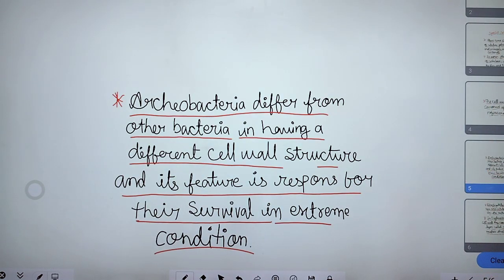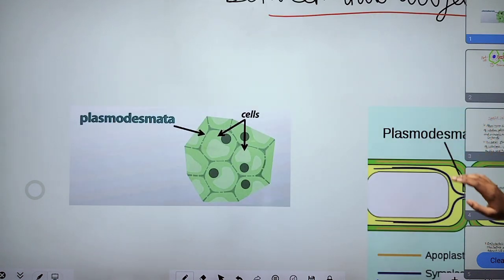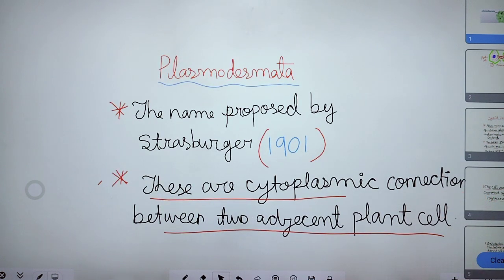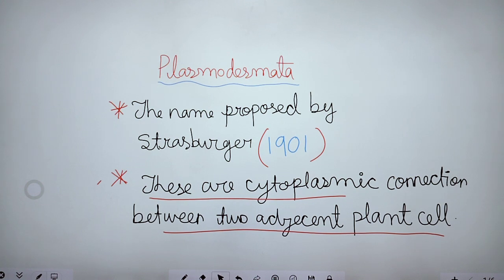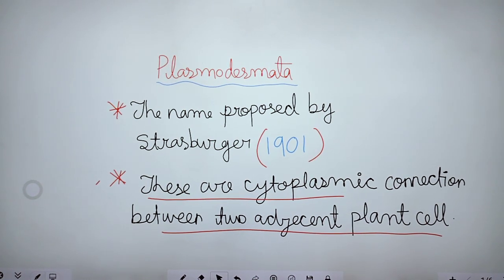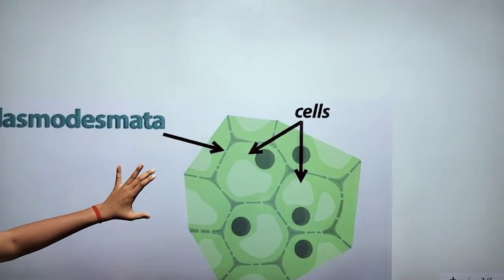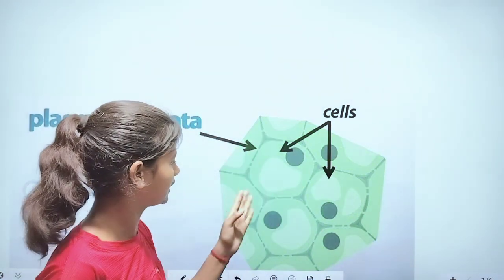So I hope you understand all the video about the plasmodesmata. Plasmodesmata, the name proposed by Strasburger in 1901. They are cytoplasmic connections between two adjacent plant cells. Like here, you can see in this figure that the cytoplasm connects with each other, between adjacent cells.